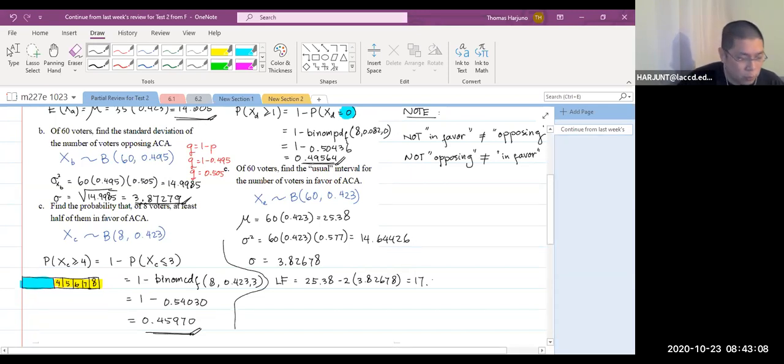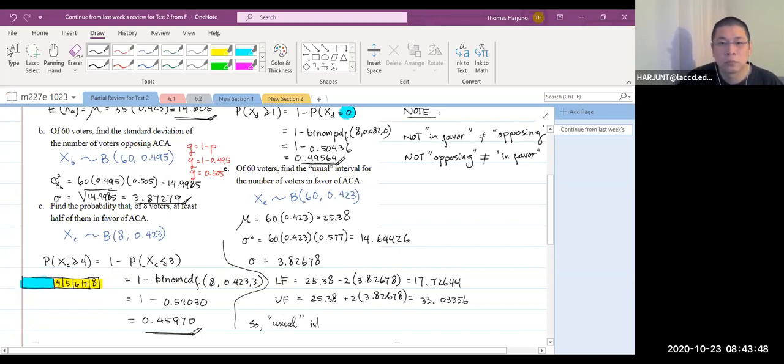Okay, 17.72644, and the upper fence is 25.38 plus 2 times 3.82678. That is 33 something. So the usual interval is given by 17 point something up to 33 point something. Okay, that's for number one.